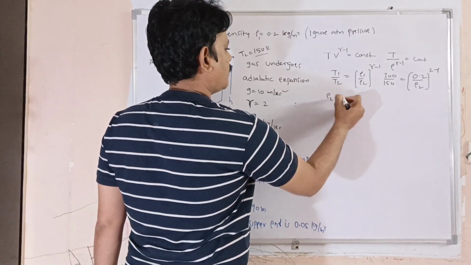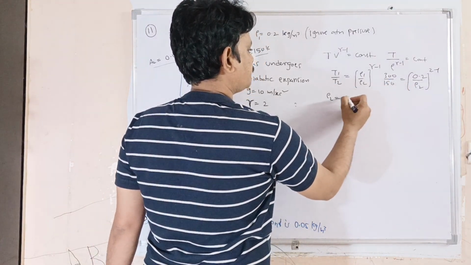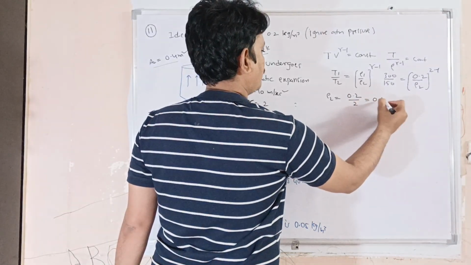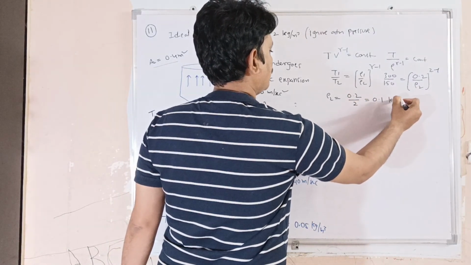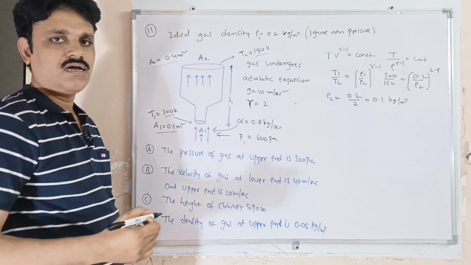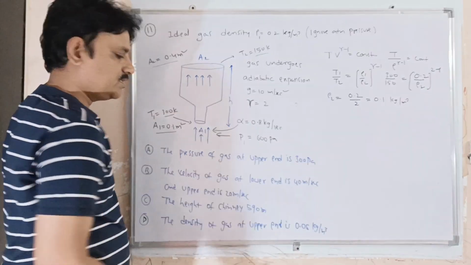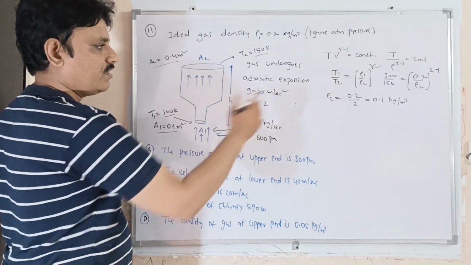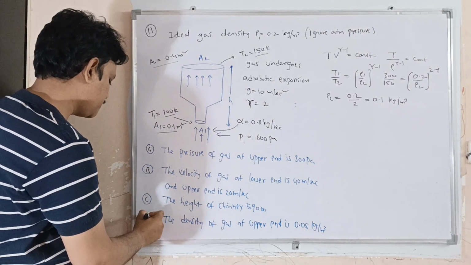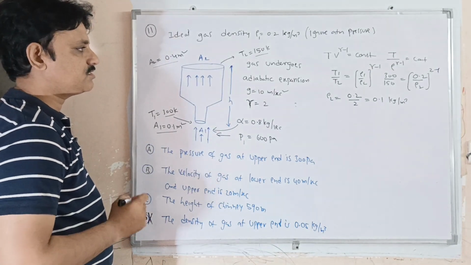So finally we get rho 2 is equal to 2 times, cancel, 0.2 by 2, so that is 0.1 kg per meter cube, that is the density at the upper part. But the problem gives the density of the gas at the upper end as 0.05, but what we get is 0.1. So this option is wrong, this is not correct. So one option is deleted.